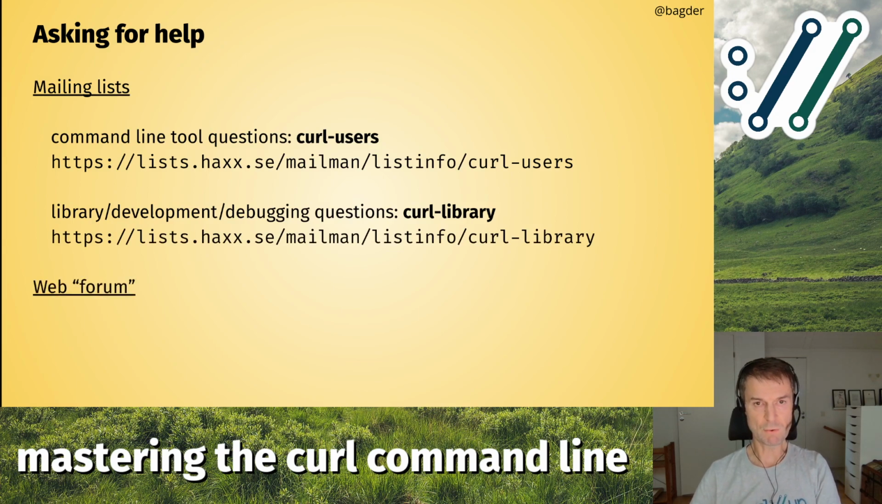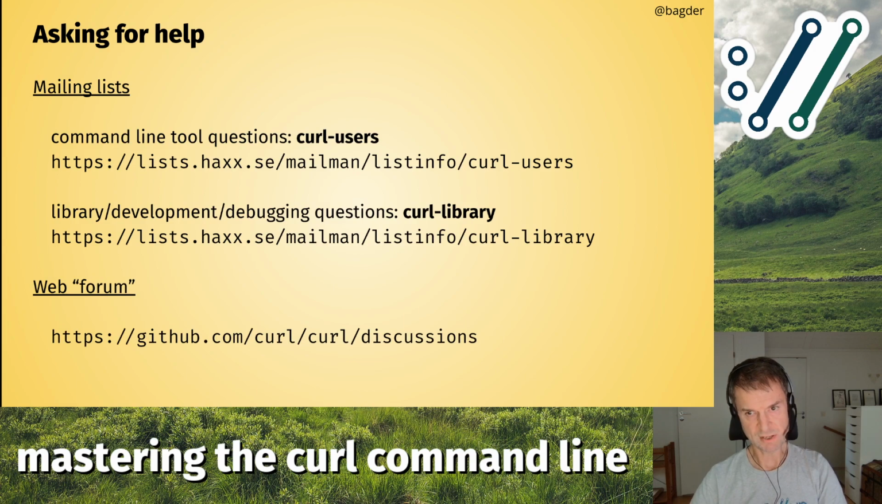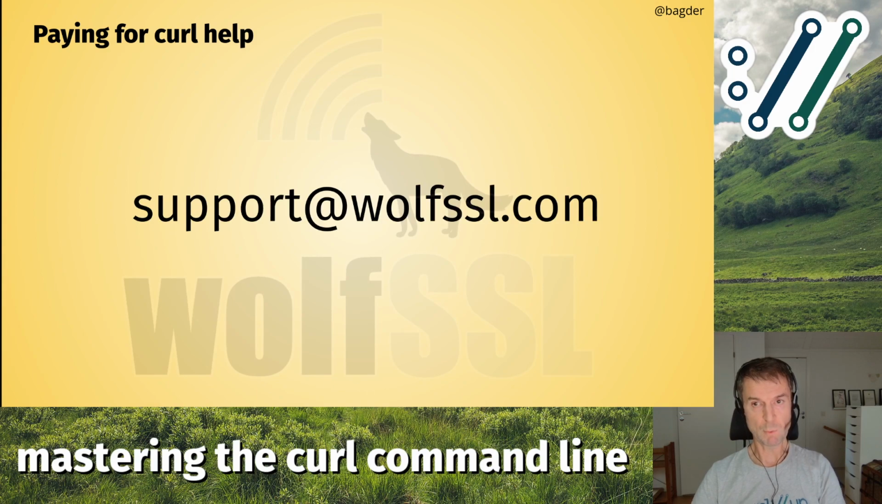And of course, if you'd rather discuss things that aren't really bugs, but you don't want to go to mailing lists, you can use the discussion feature on the GitHub project, on the GitHub project repository, curl/curl. And if you want to pay for help because you do this as a part of a business, we're here to help you as well. So just get in contact with wolfSSL and we will help you immediately.